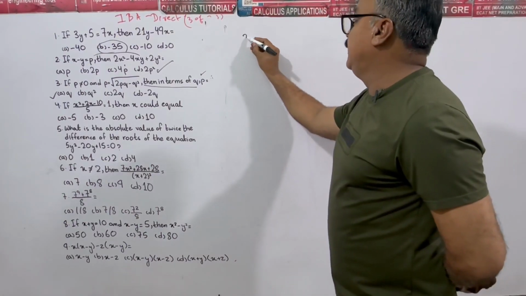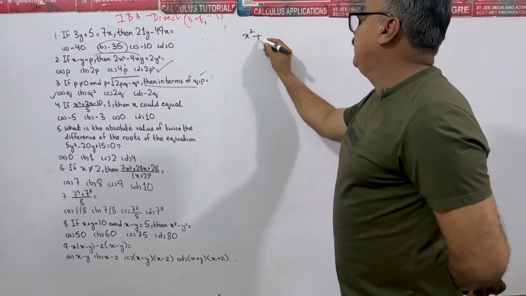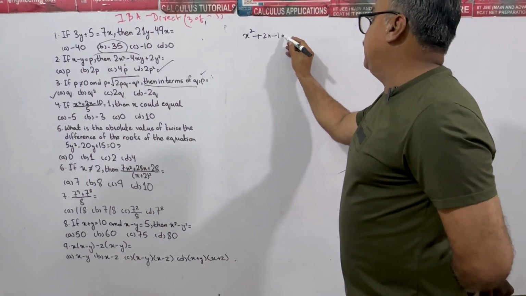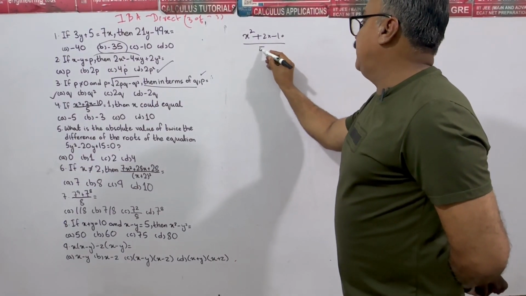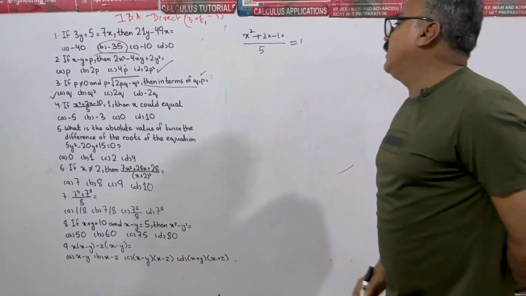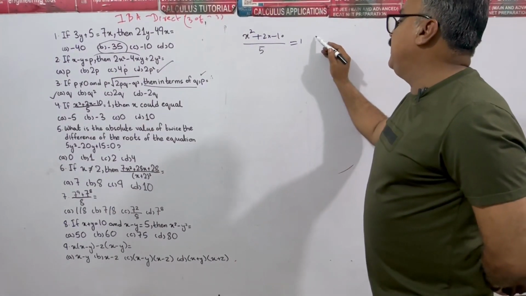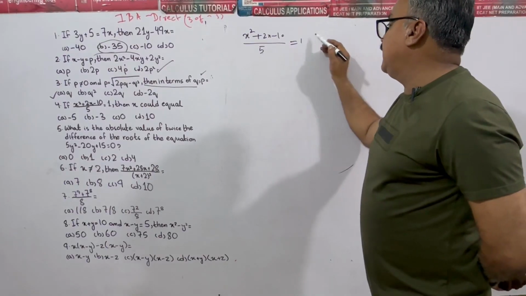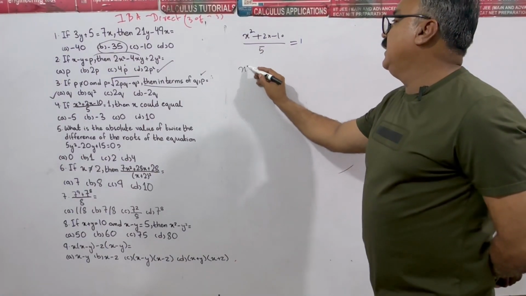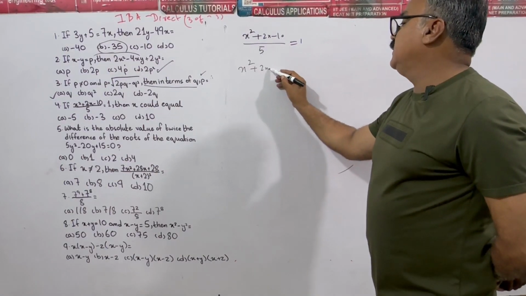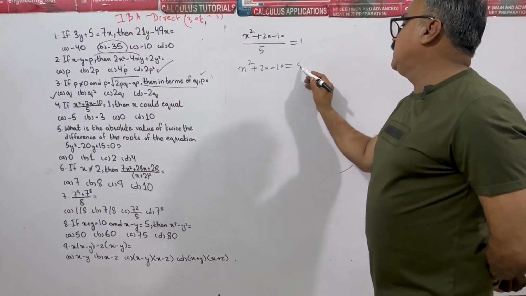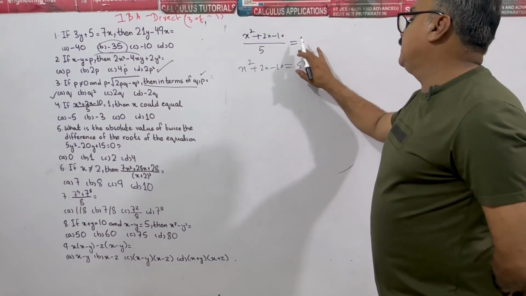Question number 4. (x square plus 2x minus 10) divided by 5 is equal to 1. We are asked to find the value of x. Taking 5 from division to multiplication, we have x square plus 2x minus 10, and 1 times 5 is 5.